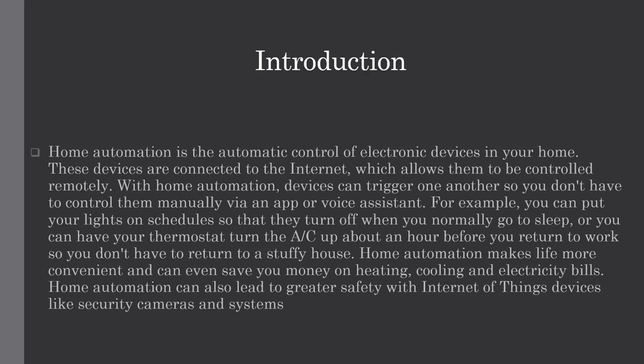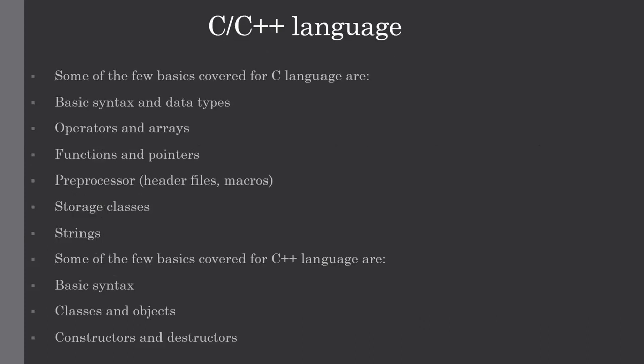Home automation makes life more convenient and can even save you money on heating, cooling, and electricity bills. Home automation can also lead to greater safety with Internet of Things devices like security cameras and systems. So now let's move towards that.